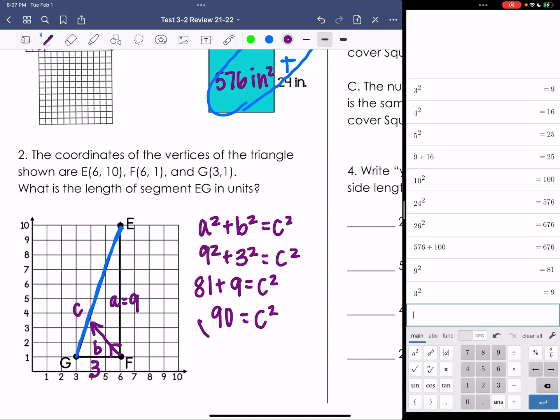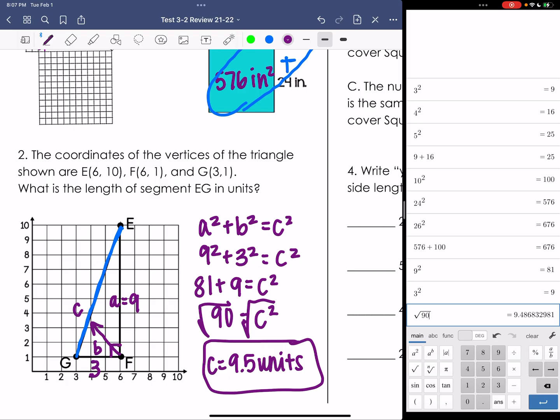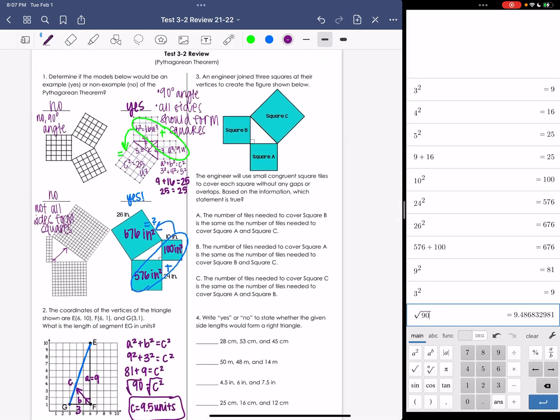Now your last step is to take the square root on both sides. So the square root of 90 is going to be 9.48. We're going to go ahead and round that to the tenths place. So here C is 9.5 units. And that is number 2. Let's go ahead and take a look at number 3.